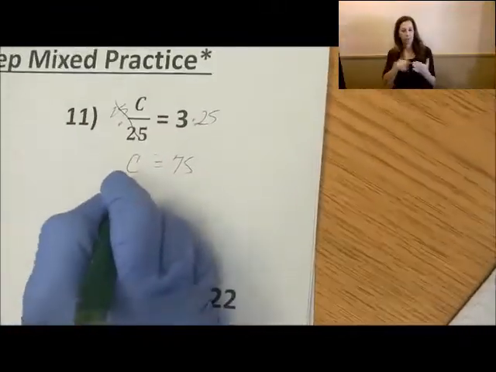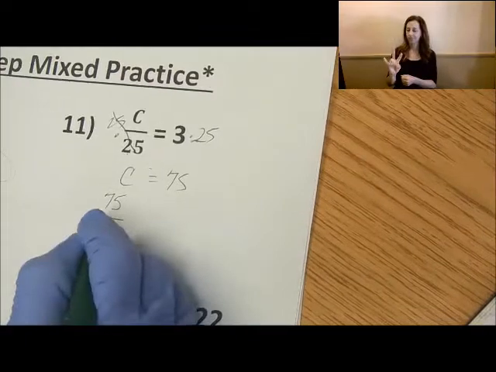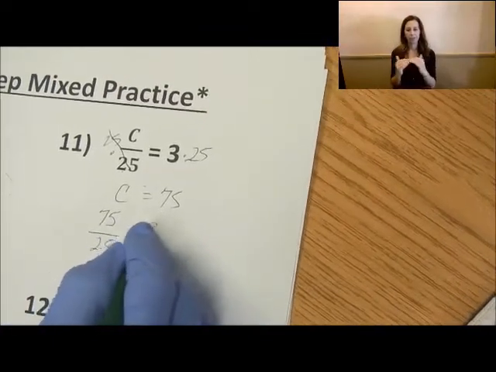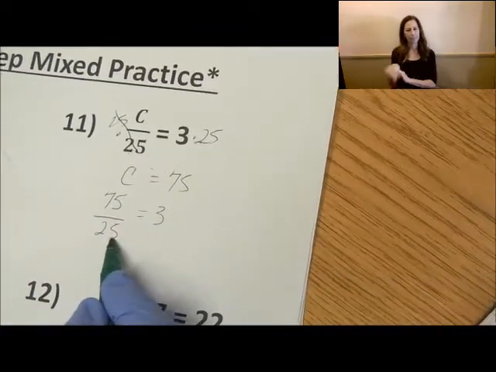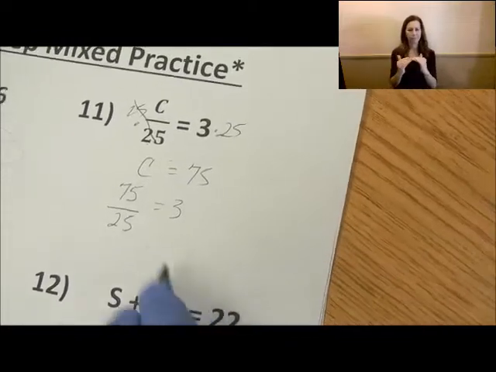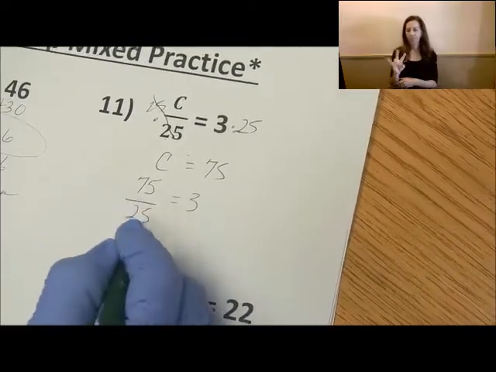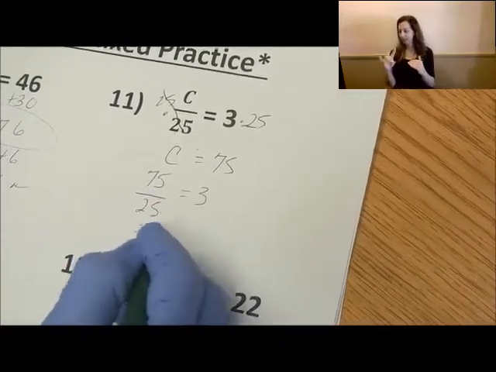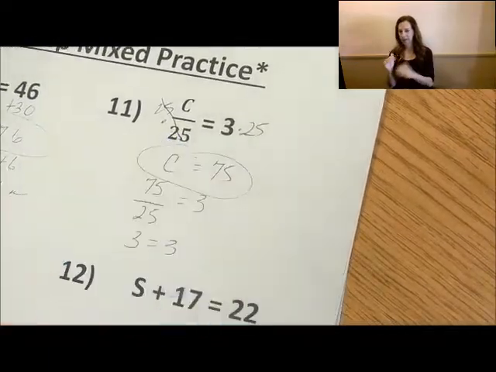Now let's verify it. So we've got 75 divided by 25 equals 3. And we know 3 times 25 is 75, so we've got 75 divided by 25 is 3, equals 3. Our answer is correct.